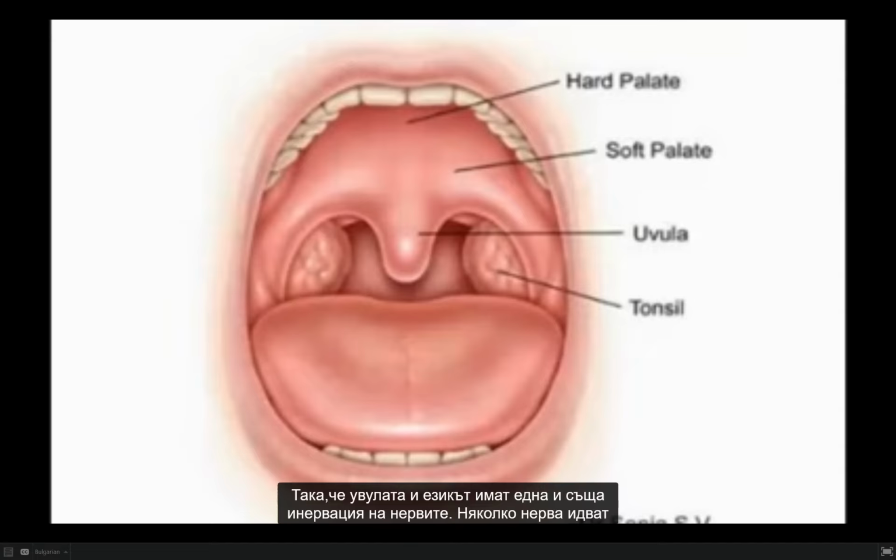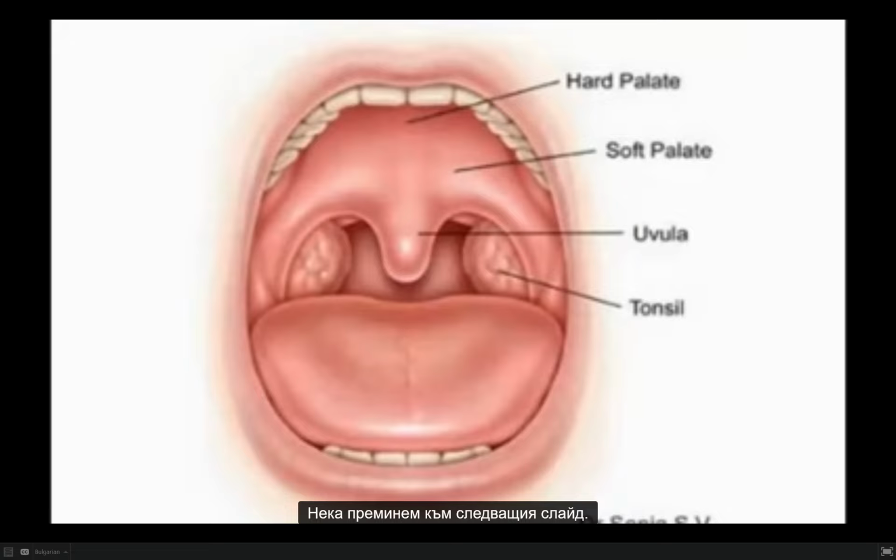So the uvula and tongue have the same nerve innervation. Several nerves come from the brain and innervate the uvula and tongue in the same way. Could you please go to the next slide?